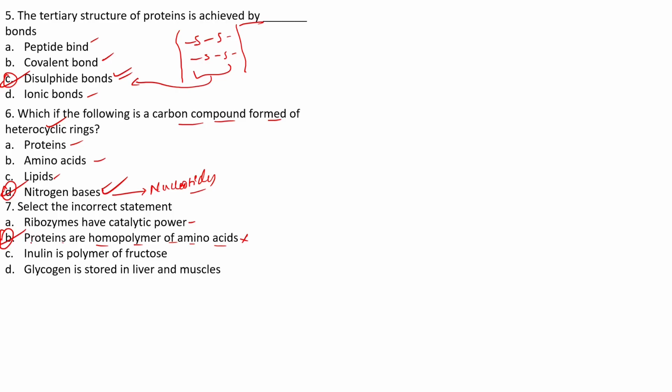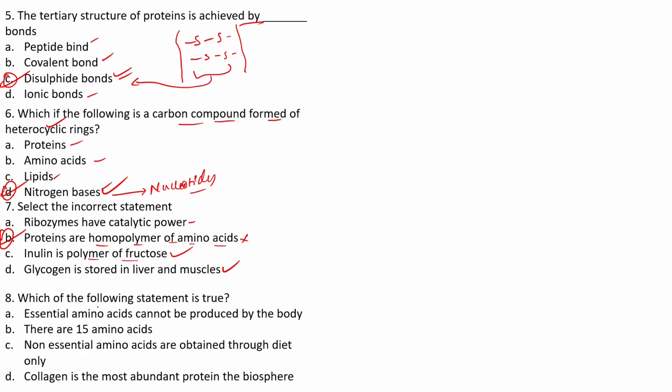Okay, so let us look into the two remaining options. Inulin is a polymer of fructose. Yes, it is actually true. And glycogen is stored in the liver and muscles. Exactly, glycogen is the reserve food material, or stored food material, in the case of animals, right? That is in the liver and muscles. The glucose is stored in the form of glycogen, right? Hence D is also a correct statement, and the wrong statement is actually statement B.